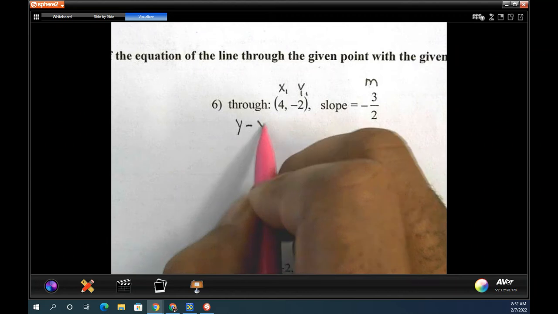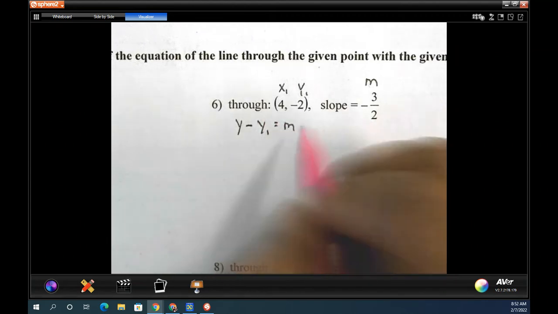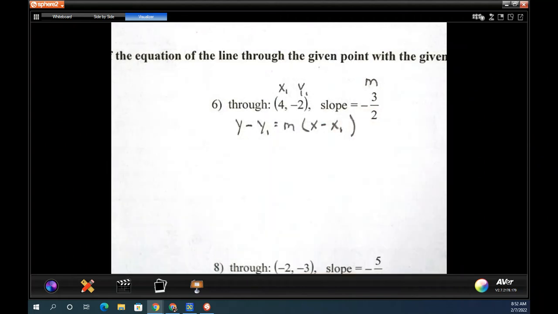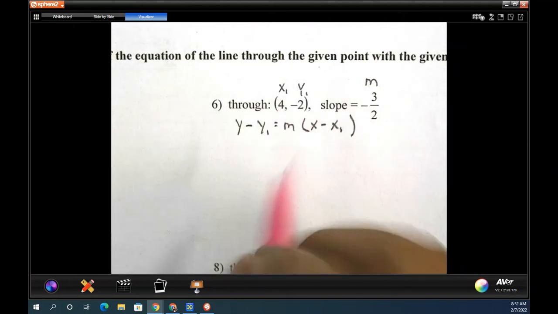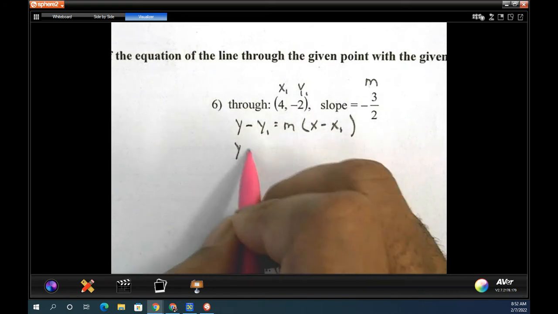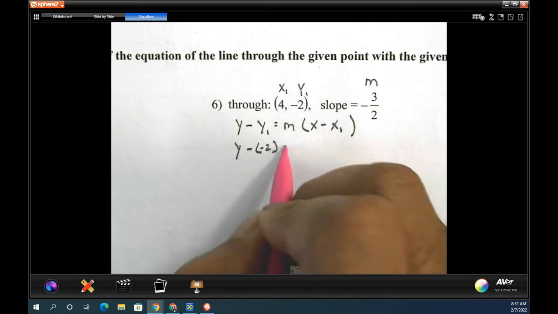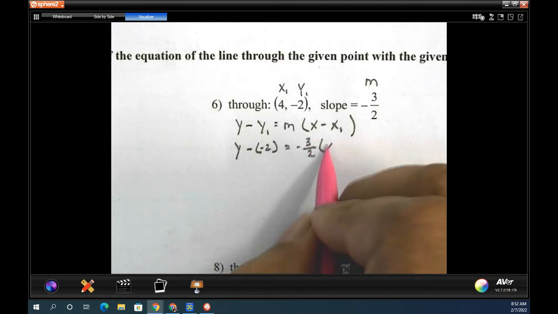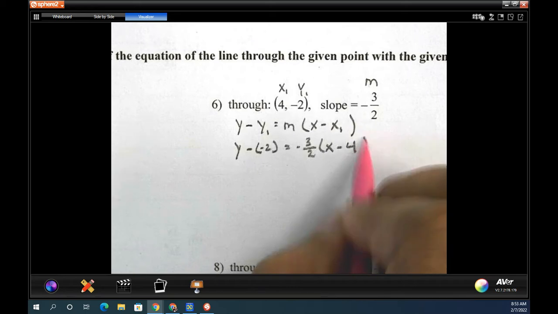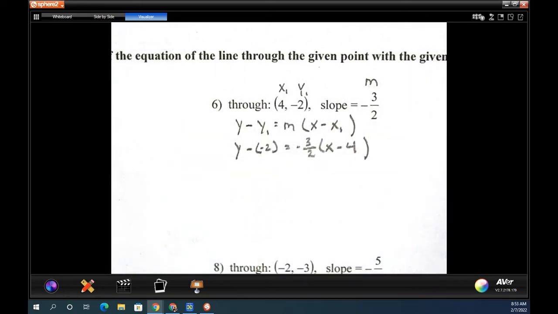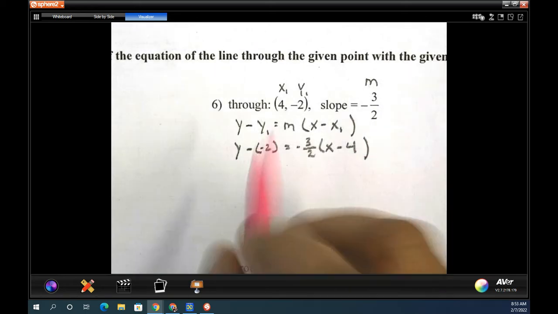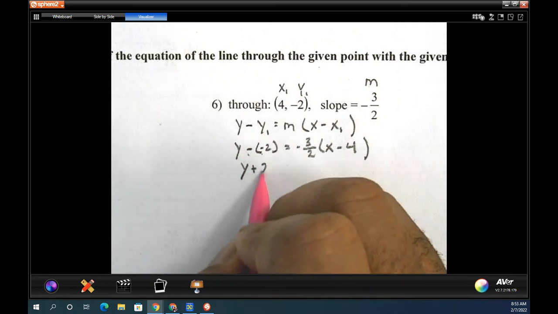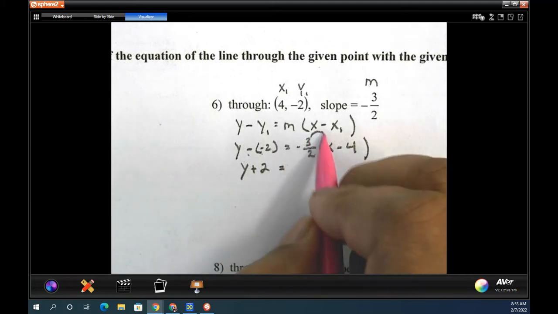Y minus y sub 1 is equal to m times x minus x sub 1. Now, plug and play. Put it in there. That's going to be y minus negative 2 is equal to negative 3 halves times x minus 4. Now, we can get two birds, one stone. Minus and negative turns into plus 2. Y plus 2. We can go ahead and distribute.